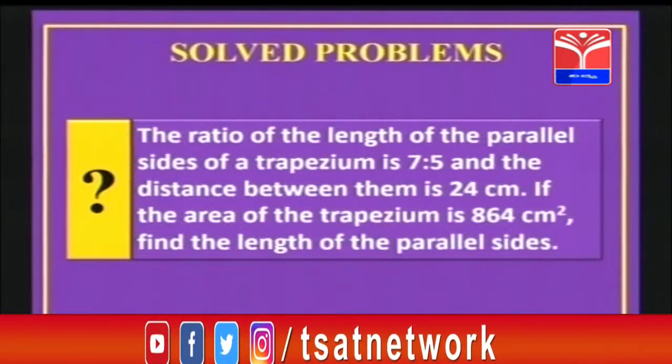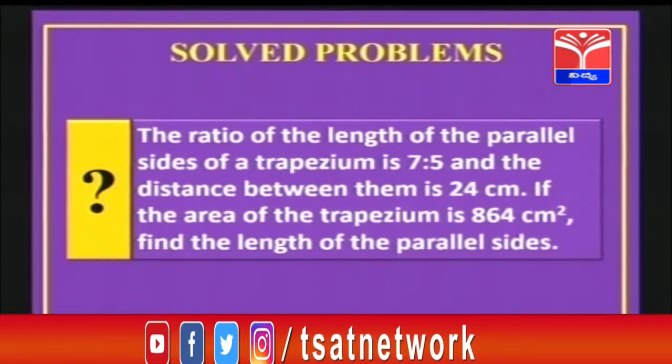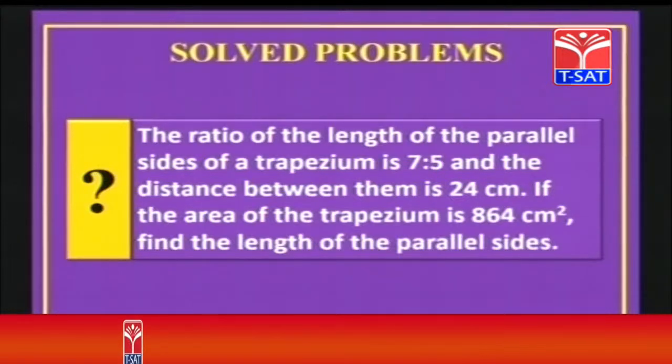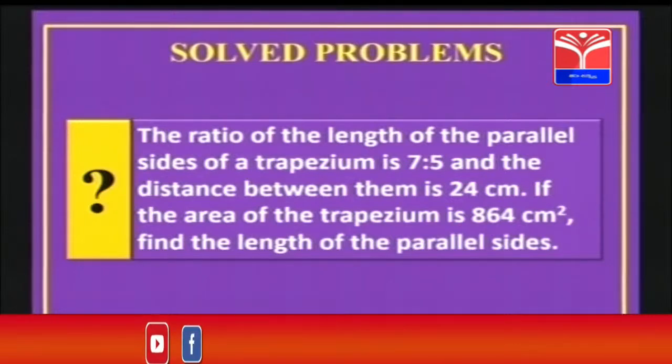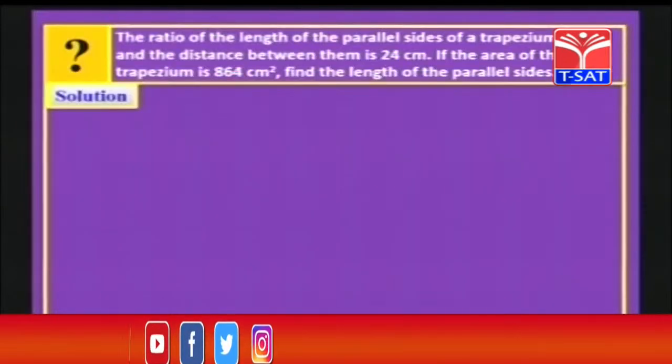The ratio of the length of the parallel sides of a trapezium is 7:5 and the distance between them is 24 centimeters. If the area of the trapezium is 864 centimeters square, find the length of the parallel sides. Let us start with the solution.